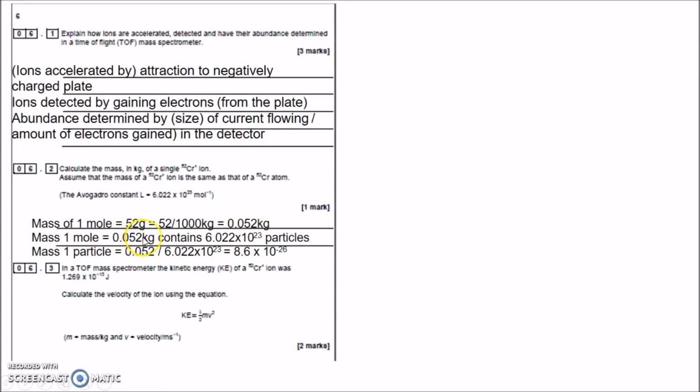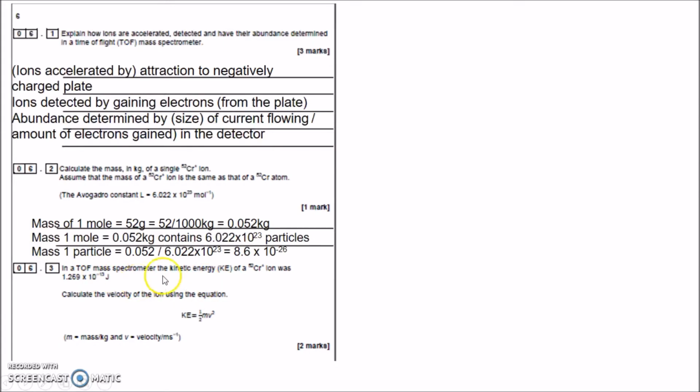So if that's the mass of 1 mole, and 1 mole contains that number of particles, if I divide 0.052 kilograms by 6.022 times 10 to the power of 22, I find the mass of one particle in kilograms, 8.6 times 10 to the minus 26.